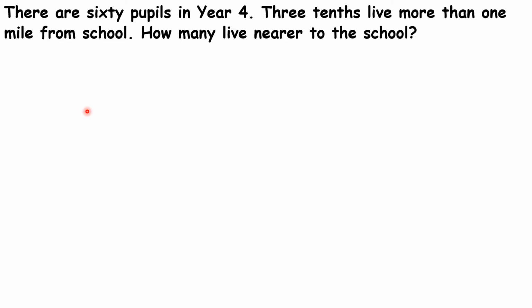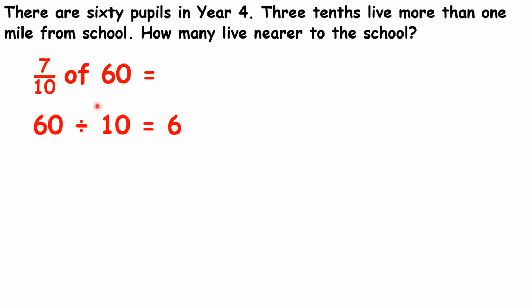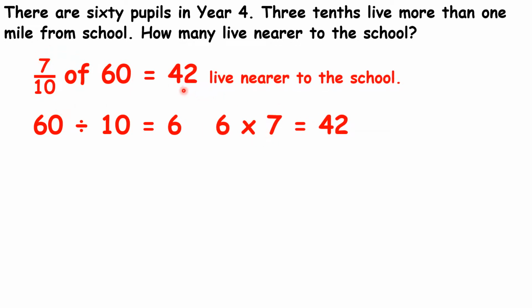But there is a quicker way of working this out. If 3/10ths live more than 1 mile from school, that must mean that 7/10ths live nearer to the school, so we can find 7/10ths of 60. We divide by the denominator, then multiply by the numerator, and that gives us our answer. 42 pupils live nearer to the school.